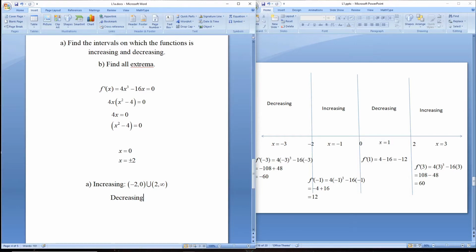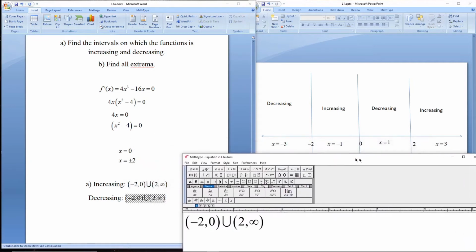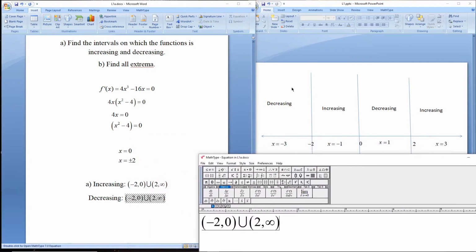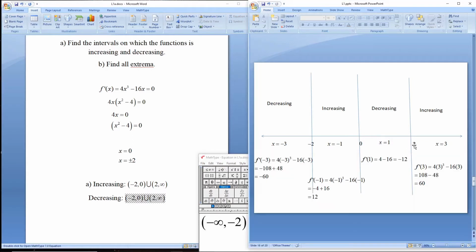And then decreasing. So I'm just going to paste that one there and replug those numbers in. So decreasing. We're now in this region here. So minus infinity to minus 2. And then we'll union that with this region here, which is 0 to 2.